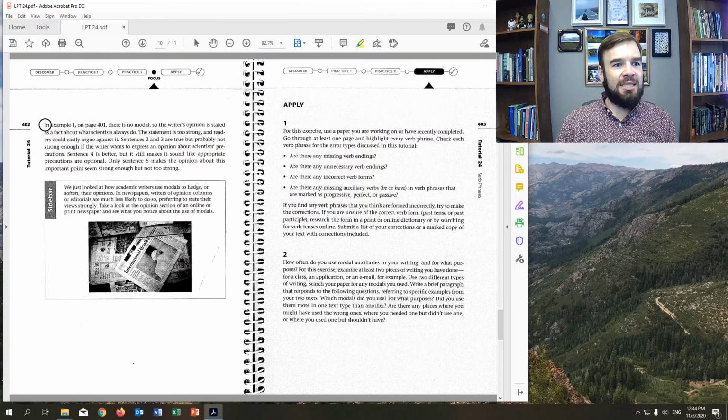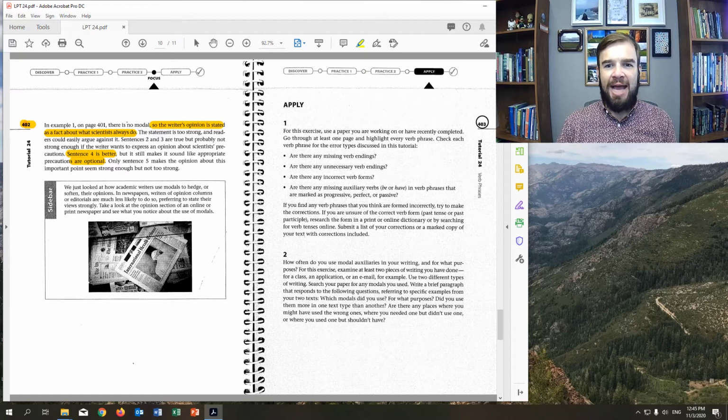Right, so as Professor Ferris explains those five sentences, more context on page 402. In example 1 on page 401, there is no modal, so the writer's opinion is stated as a fact about what scientists always do. This statement is too strong, and readers could easily argue against it. Sentences 2 and 3 are true, but probably not strong enough if the writer wants to express an opinion about the scientist's precautions. Sentence 4 is better, but it still makes it sound like appropriate precautions are optional. And finally, sentence 5 makes the opinion about this important point seem strong enough, but not too strong.